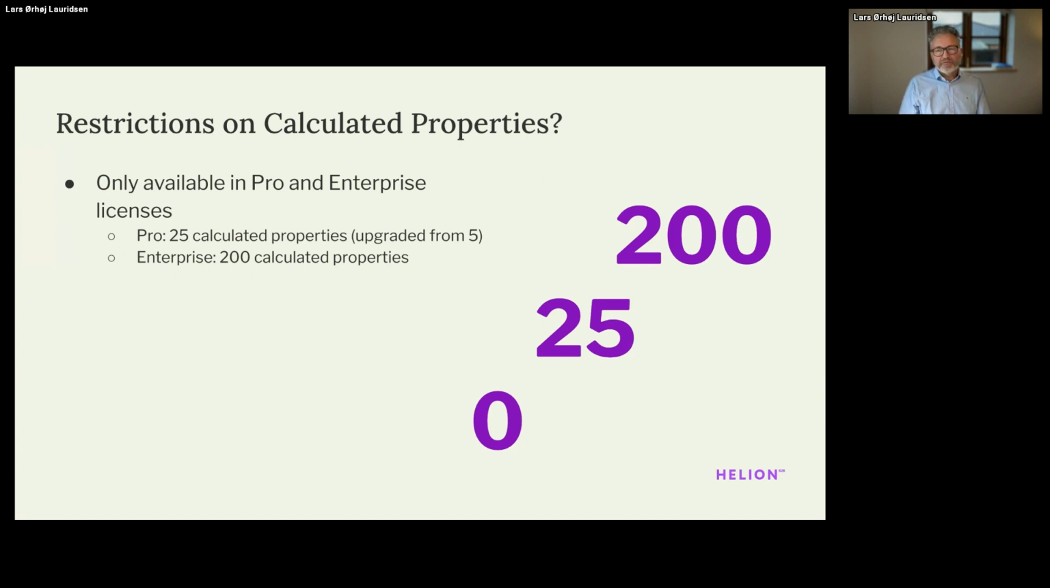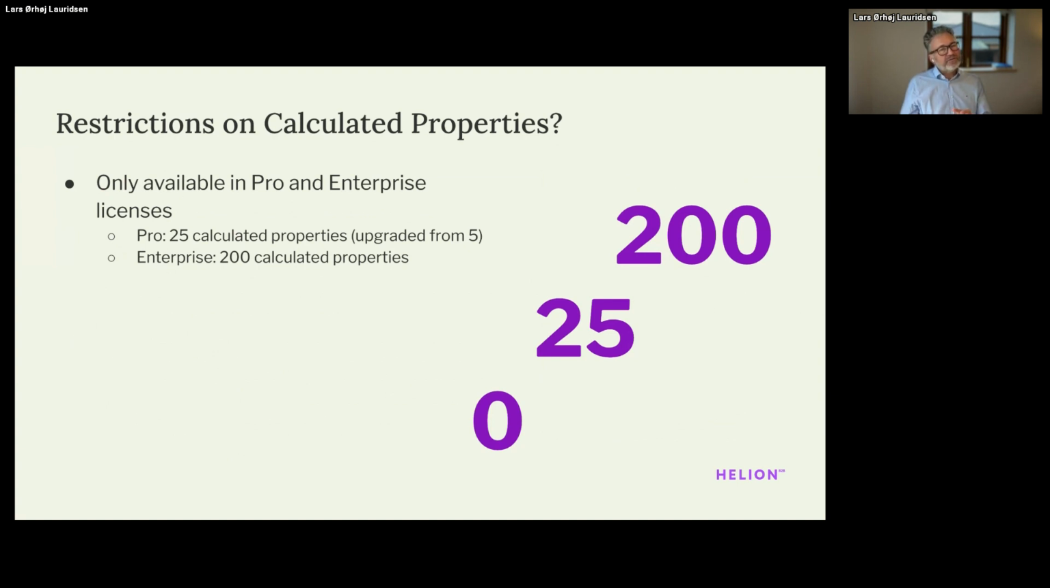HubSpot did an upgrade of this specific part of Pro licenses a few months ago, so they raised it from 5 properties to 25 calculated properties. If you're on Enterprise and just have a single hub that is on an Enterprise license, you have access to an ample amount of calculated properties. Then you have access to 200.